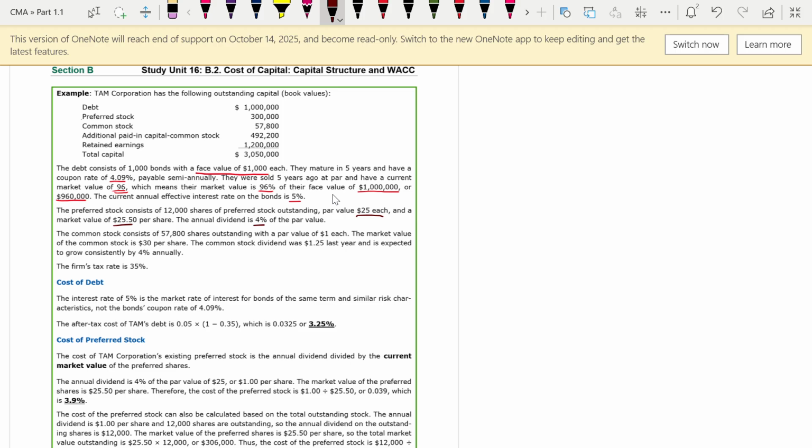The common stock consists of this many shares. This is the number of shares. They will give you par value, they will give you market value, but consistently we have to take market value. 30%. The stock dividend is 1.25 and expected to grow consistently.